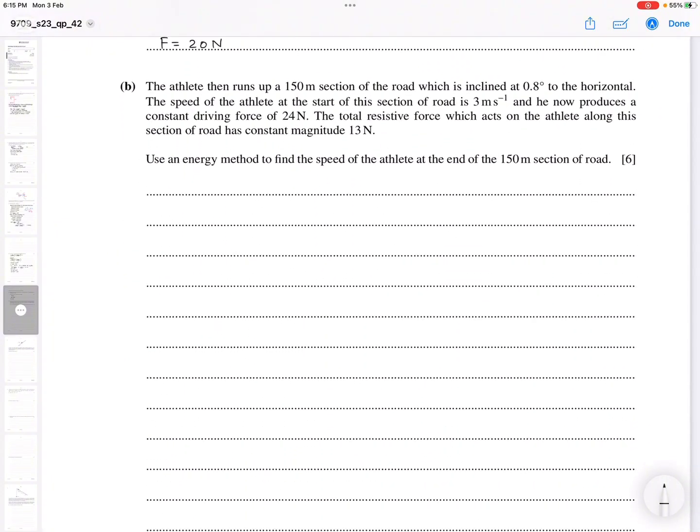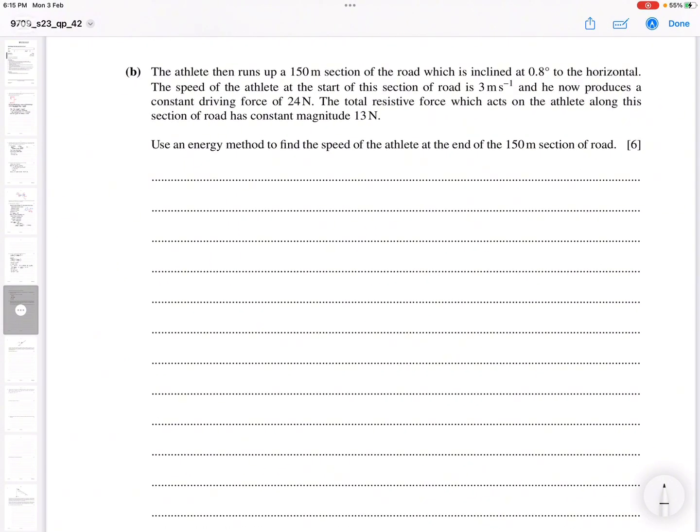In part B, it's a 6 mark question and a detailed one. The athlete then runs up a 150 meter section of the road which is inclined at 0.8 degree to the horizontal. The speed of the athlete at the start of this section of road is 3 meters per second. And he now produces a constant driving force of 24 Newton. The total resistive force which acts on the athlete along this section of road has constant magnitude of 13 Newton. Use an energy method to find the speed of the athlete at the end of the 150 meter section of the road. Okay, let's draw a diagram for this first.